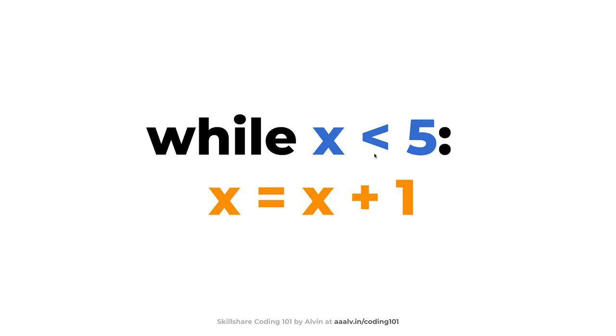Pause the video here and ponder it for a moment. After running this code, x will be 5. In the first pass, x is equal to 0. 0 is less than 5, so we increment x by 1. X is now 1. 1 is still less than 5, so we increment x by 1 again. Now x is 2. We keep doing this until x is 5. Then 5 is not less than 5, and the while loop stops. The final value of x is then 5.